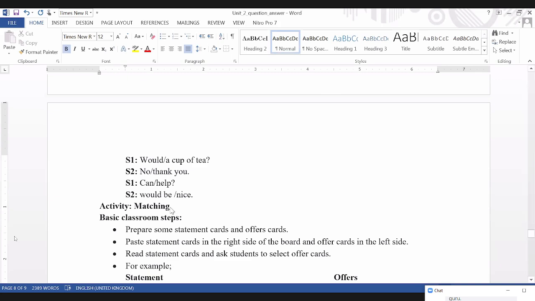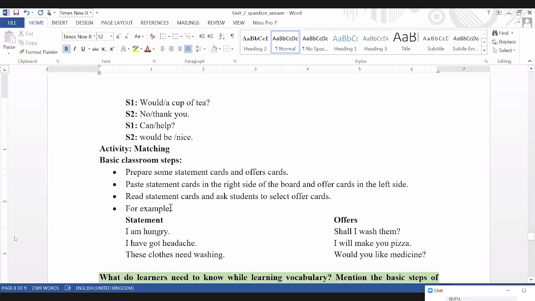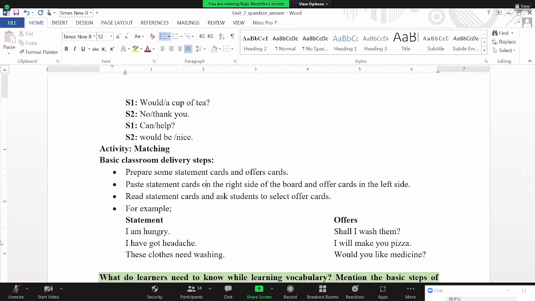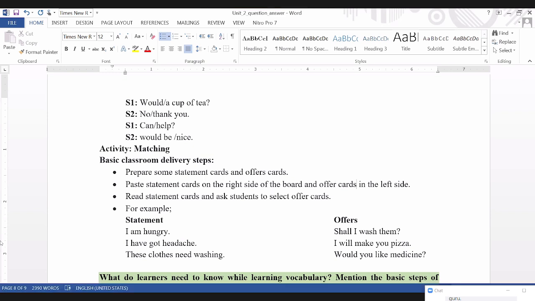And another matching activity, like this, basic classroom delivery steps. Prepare some statement cards and offer cards. You can see below. First, put statement cards on the right side of the board, and offer cards on the left side of the board. Okay, statement cards on the right side and offers on the left side.